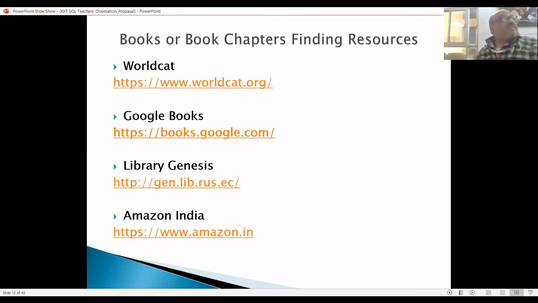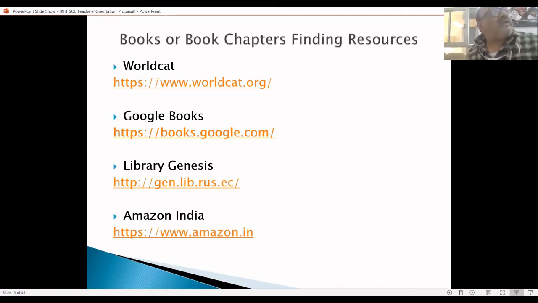Therefore, WorldCat is very good. Actually, it's a very good database. Then there is, of course, Google Books. The beauty of Google Books is that it also gives you certain portions, and if you don't have access to the book, at least you can read those portions. You can take a screenshot, print it and read it. I myself use Google Books a lot, even if I don't have access to the books.